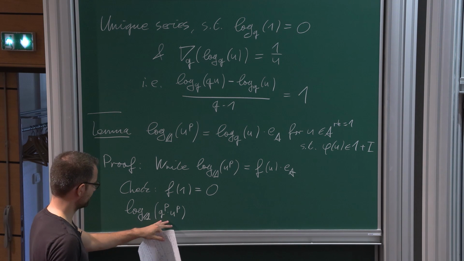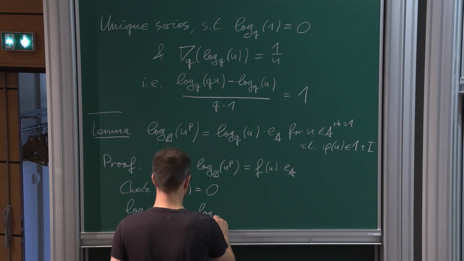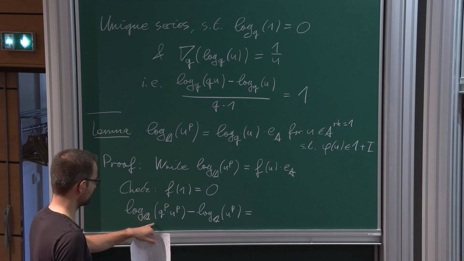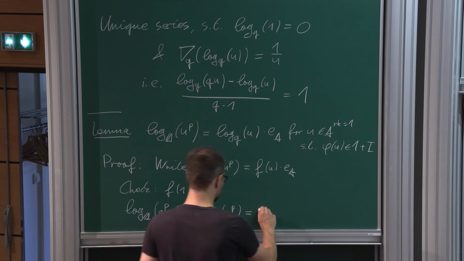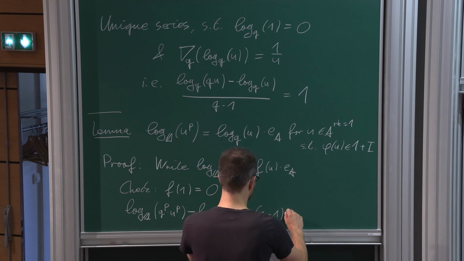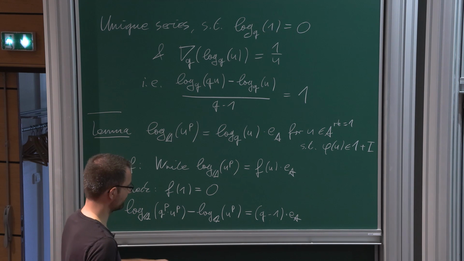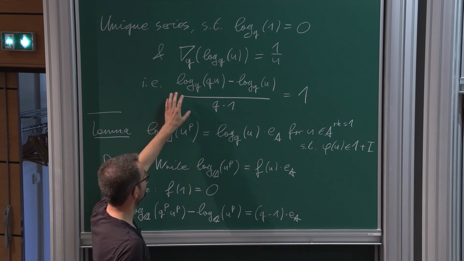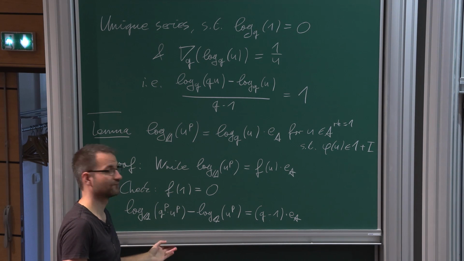Namely, one just equates the following. So one considers Q to the P minus U to the P minus the prismatic logarithm of U to the P. That's just equal to the prismatic logarithm of Q to the P. But this is by definition equal to Q minus 1 times EA. And so this implies, if I move this to the other side, that F, this power series, satisfies the second equation and therefore must be equal.